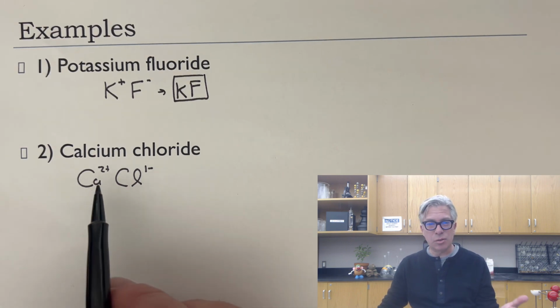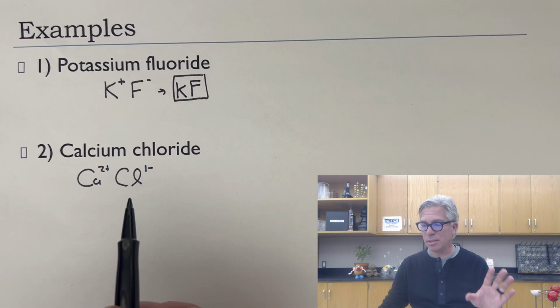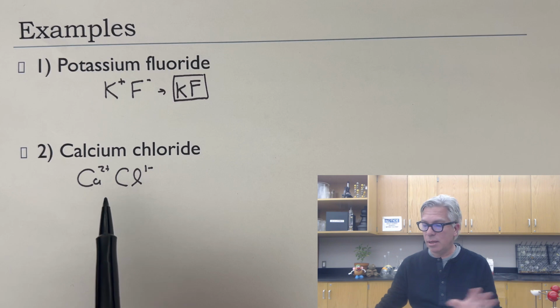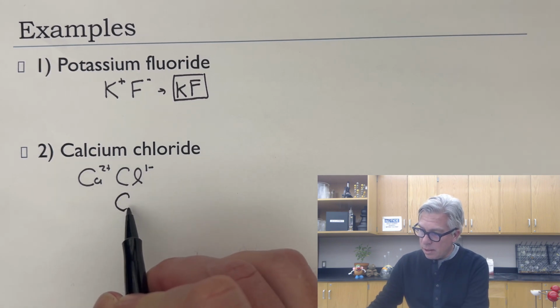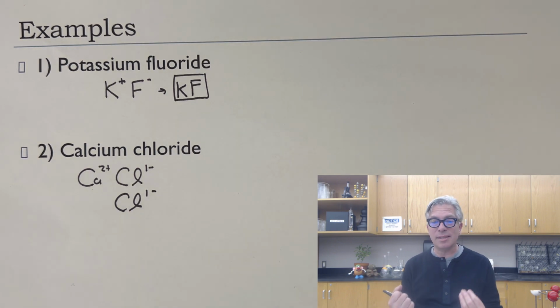Well, I can't change those charges. That's what they have. But what I can do is add some more. All right, so what happens? There's no reason why the calcium can't just hook up with one chlorine. What if it decides it collects 2 chlorines? It's going to hang out with 2 chlorines at the same time.